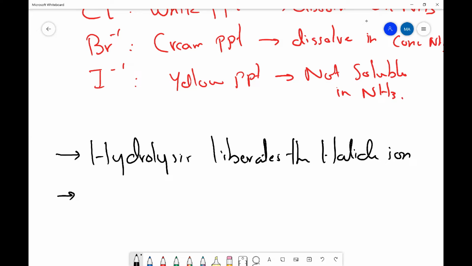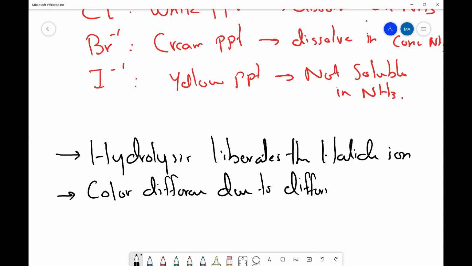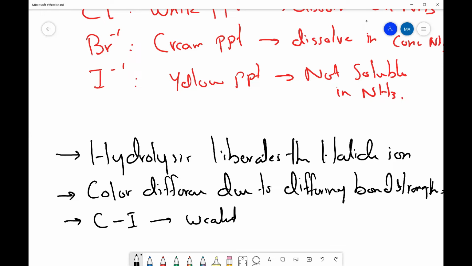Secondly, the colors are different due to the differing bond strengths. And similarly, because iodine has the weakest bond, the reaction is the strongest.